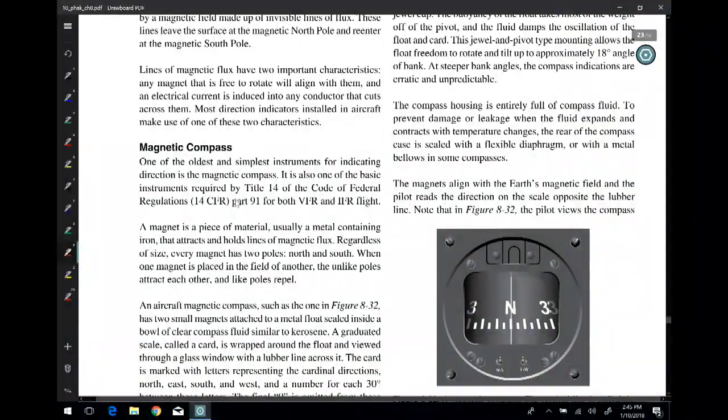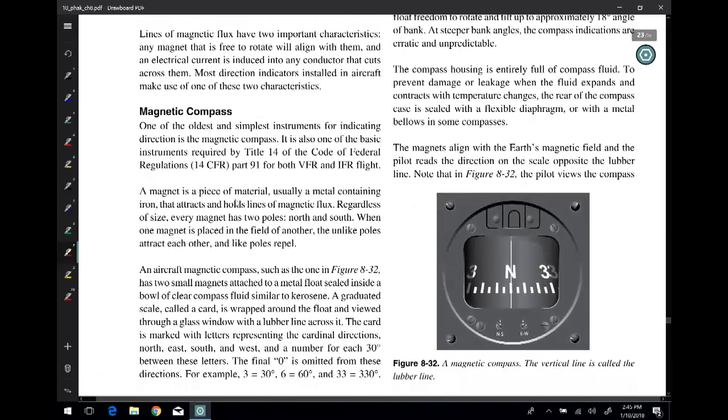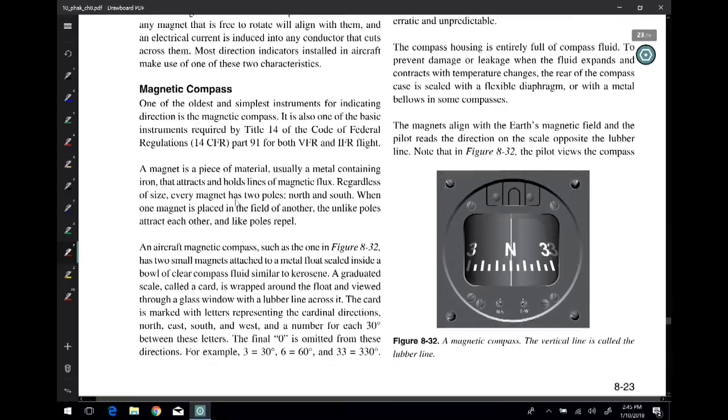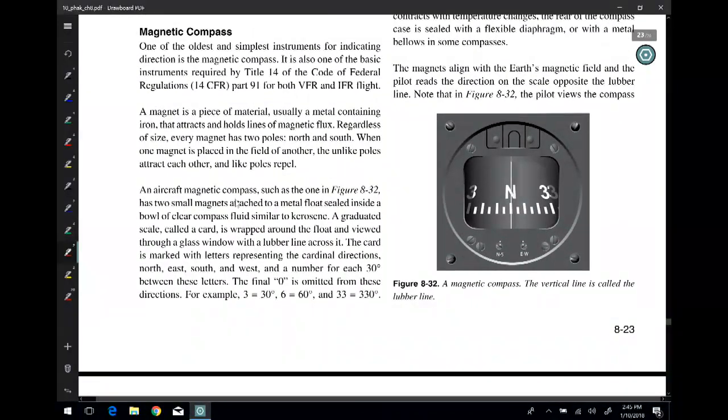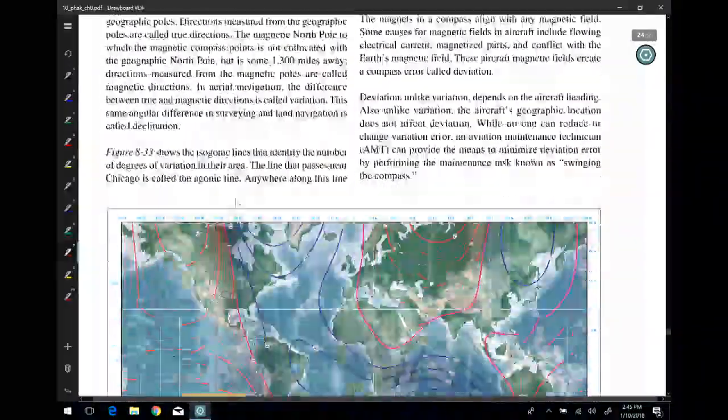So when we look at this, we look at compass systems. And the magnetic compass is the oldest, the simplest instrument. They've been using compasses on ships sailing around the earth for millennia, and it is still a useful piece of information. But to know how a compass works, we kind of need to know about the magnetic field around the earth.